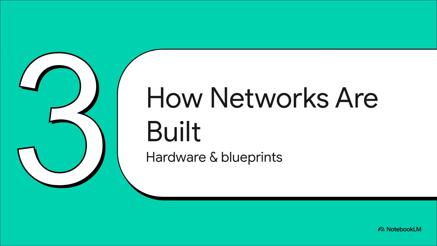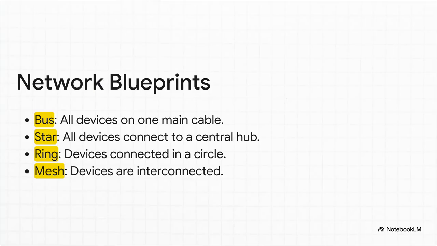So that's the scale. But how are these things actually built? What do the blueprints look like? And what are the physical bits and pieces that make it all work? So every network has a layout, a blueprint. The technical term is topology.